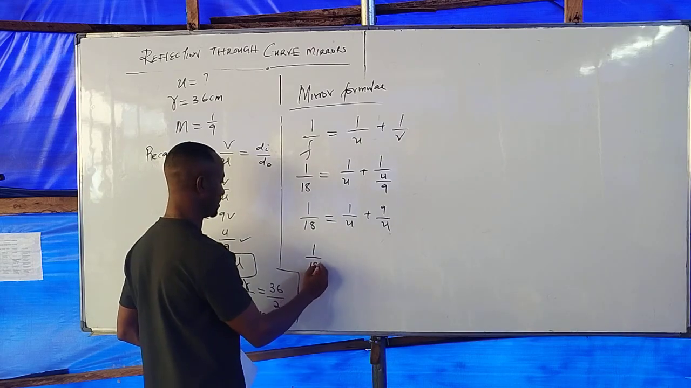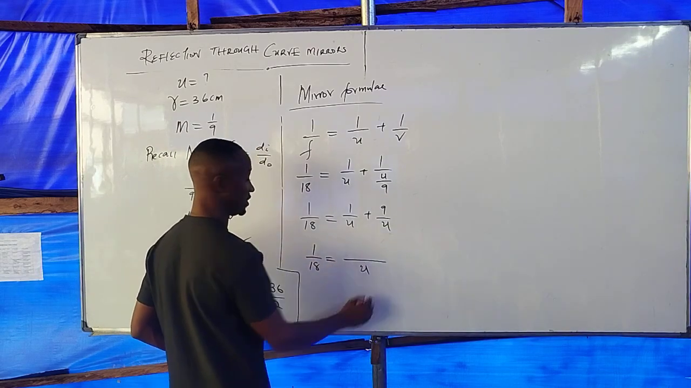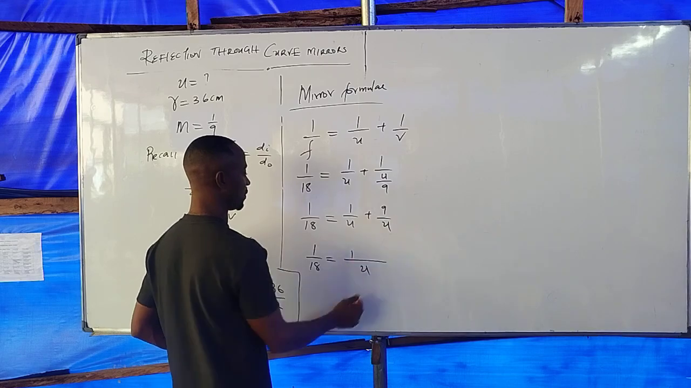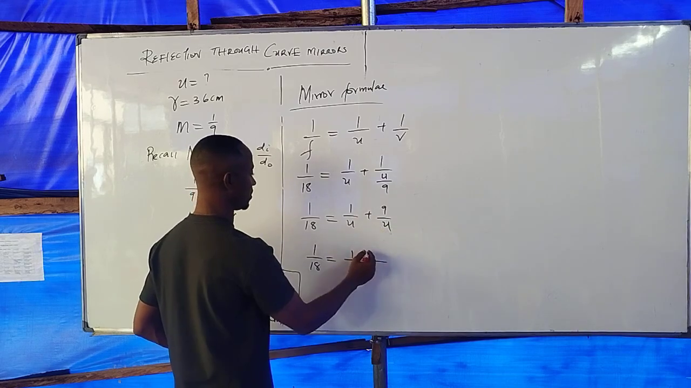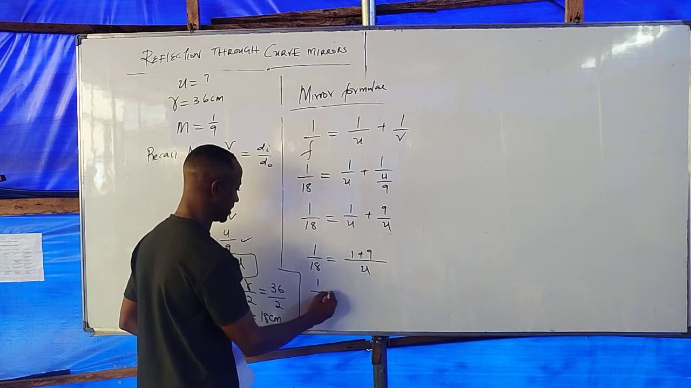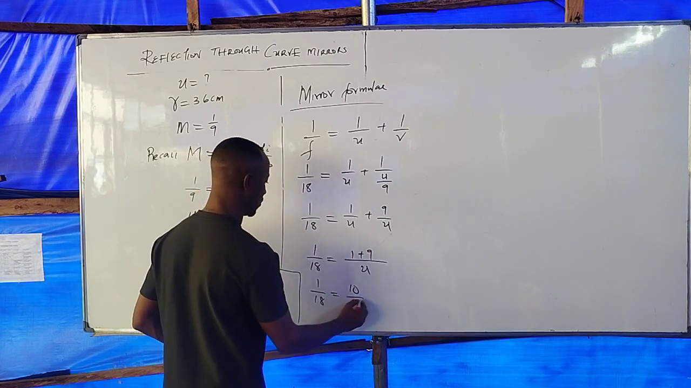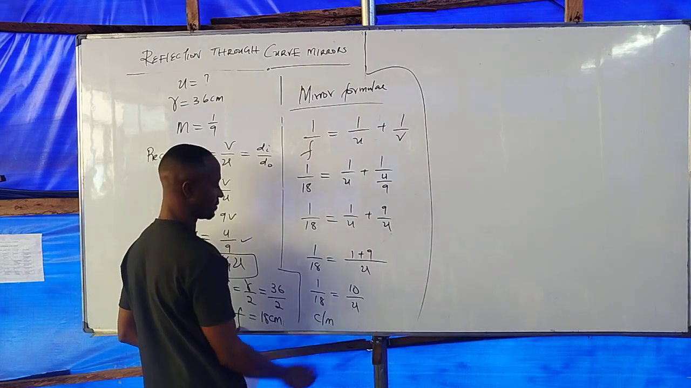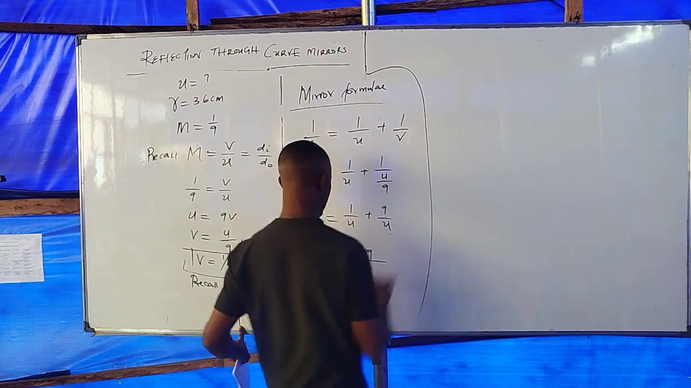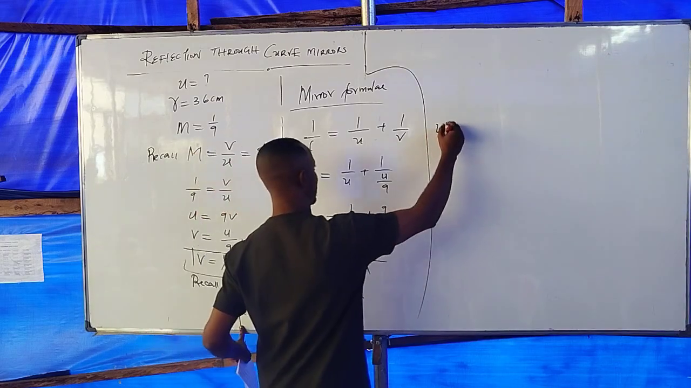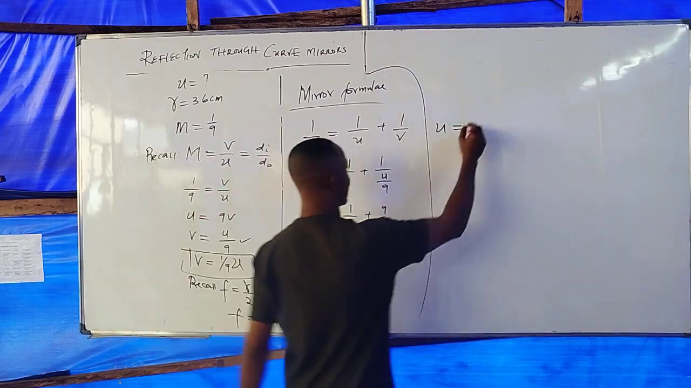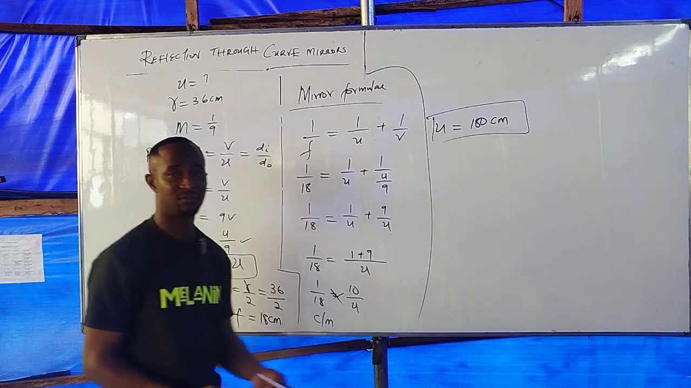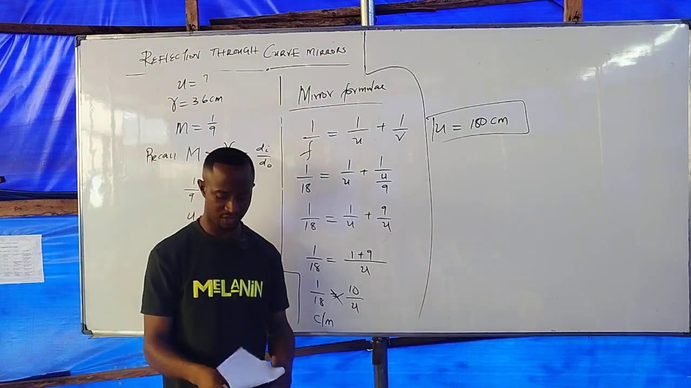So we have 1 over 18 equals, the LCM between these two is u. u divided by u is 1, 1 times 1 is 1. u divided by u is 1, 1 times 9 is 9. So we have 1 over 18 equals 1 plus 9, which is 10 over u. So what are we going to do next? We cross multiply to find the object distance. So u times 1 is u, equals 10 times 18. That will give us 180 centimeter. So the object is 180 centimeter away from the concave mirror.